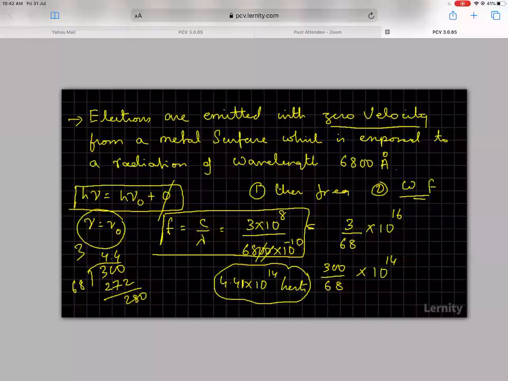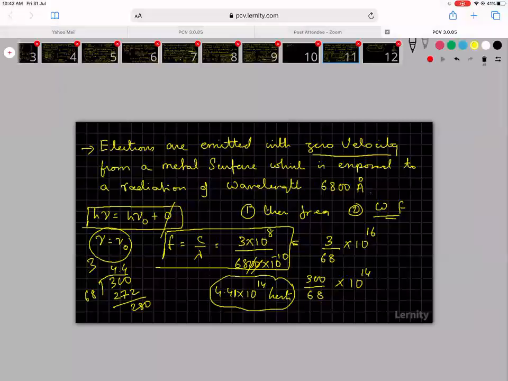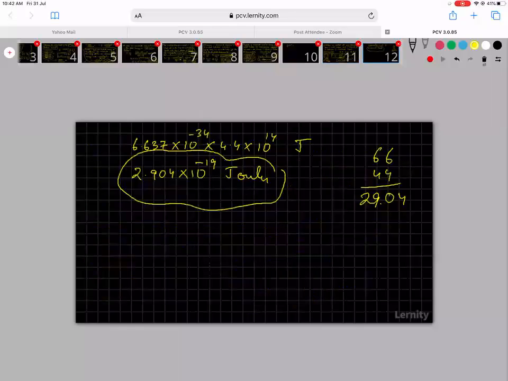Okay. Then I worked it out. This was the 11th slide. Then I worked out the next part. They asked what is the energy. So energy is simply h into frequency. So I just multiplied them and then I got this much.